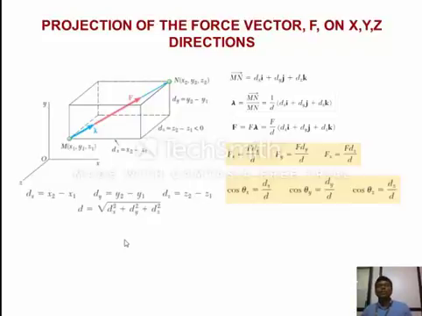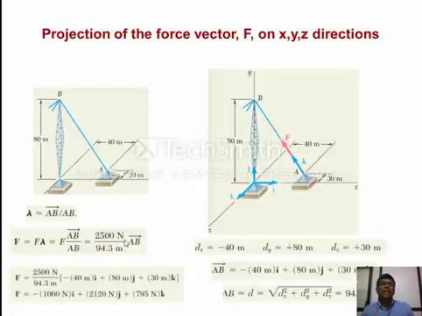In fact, if you know the magnitude of the force and you know the unit vector along which it is acting, then you simply find the unit vector from the position vectors and multiply that with the force magnitude. You will get the resolved components along theta x, theta y, theta z, that is Fx, Fy, Fz. Okay, so that's how you have to go about it. Let us look at a simple problem.